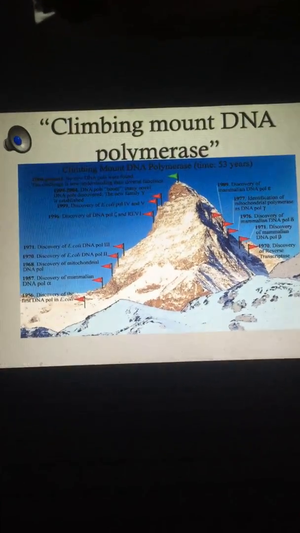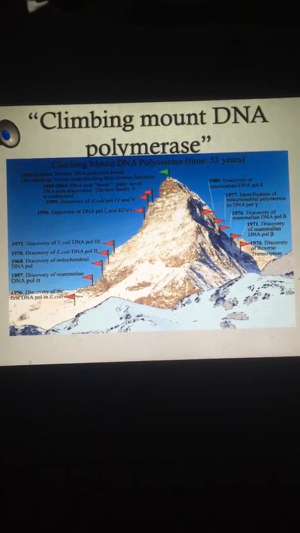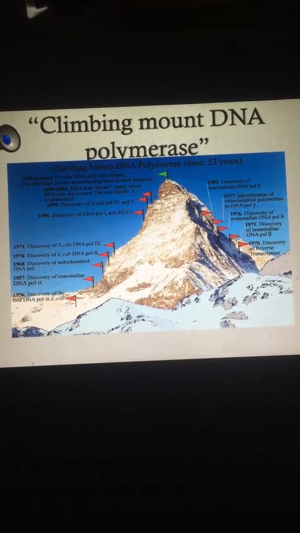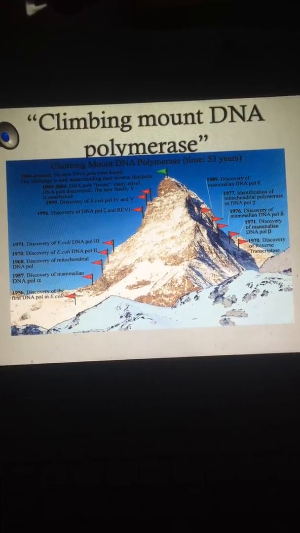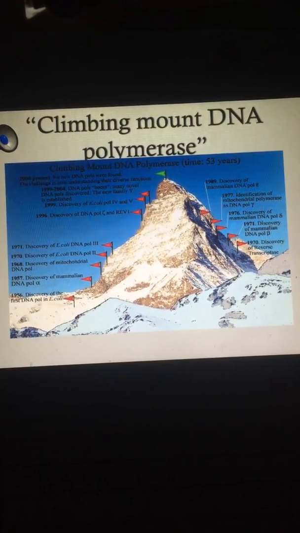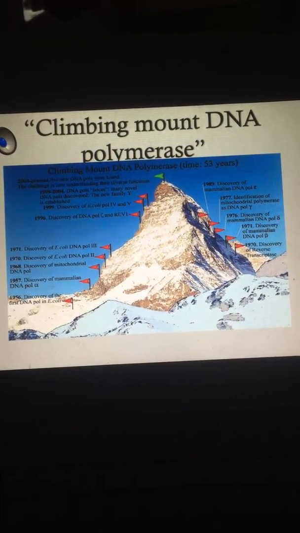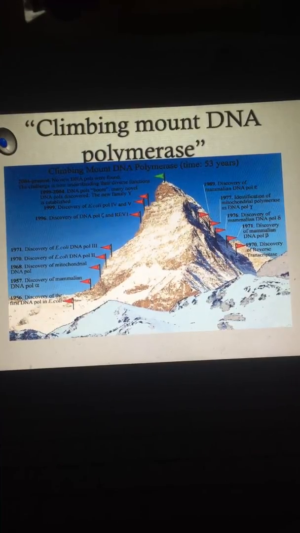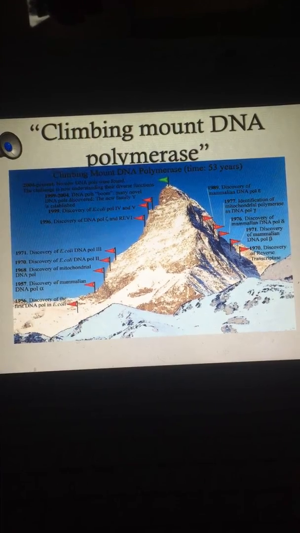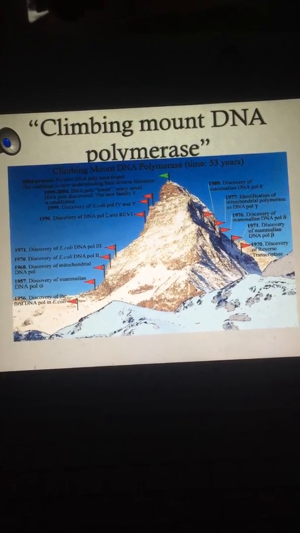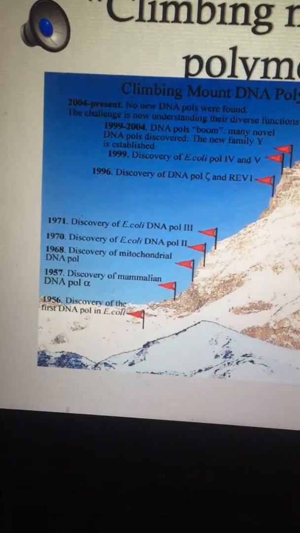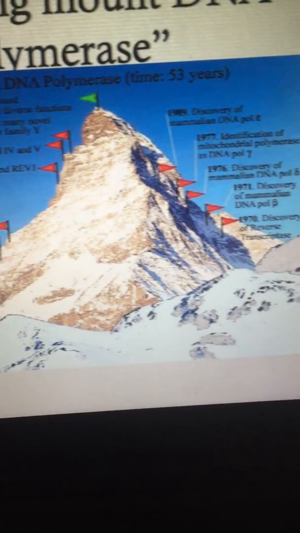So this is a picture that I found in one of my articles. It's called Climbing Mount DNA Polymerase. I thought it was interesting because it basically goes through all of the years starting from 1956, from the discovery of the first DNA polymerase in E. coli, to present, that they're saying there's no new DNA polymerase found, but now we're just trying to basically figure out how the new families and the new types of DNA polymerase work and how they function.